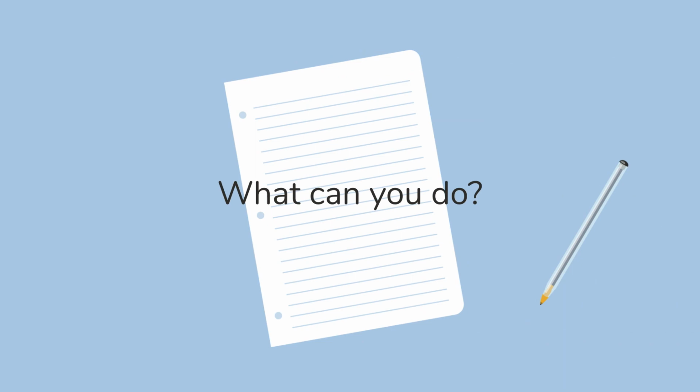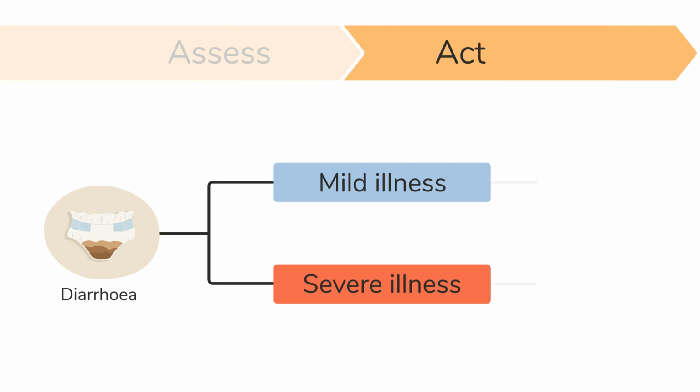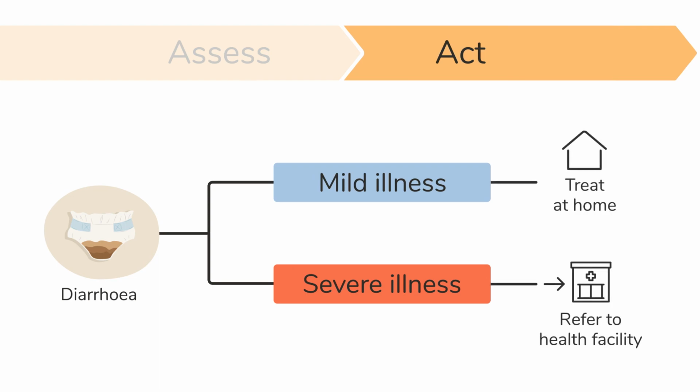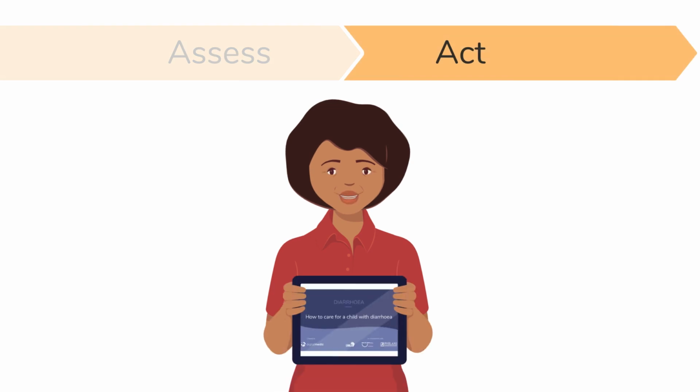What can you do? When you see a child with diarrhea, you can assess whether the diarrhea is a sign of a mild or severe illness. You can then decide on the best actions to take care of the child. This video will focus on how to assess a child's signs and symptoms if they have diarrhea. Look out for another video in this module that explains how to advise on the best care for the child based on this assessment of their signs and symptoms.